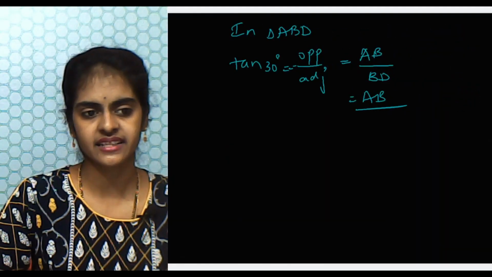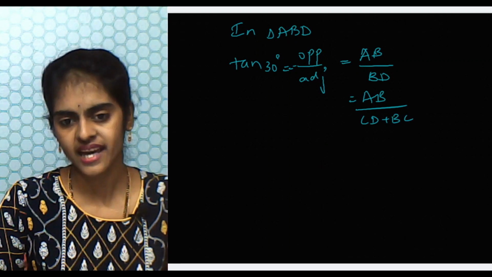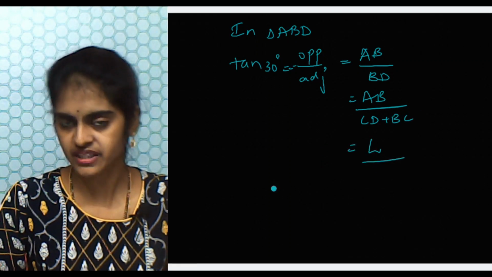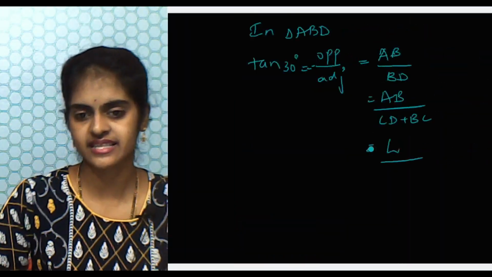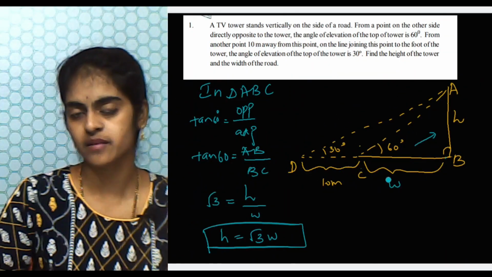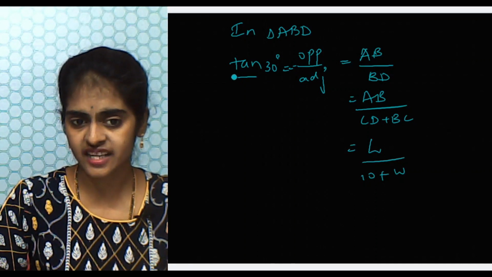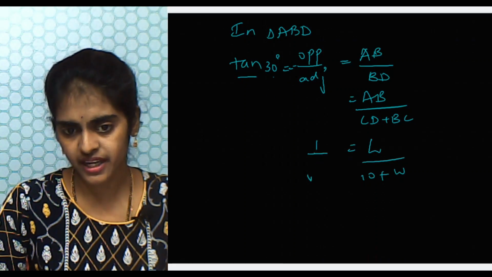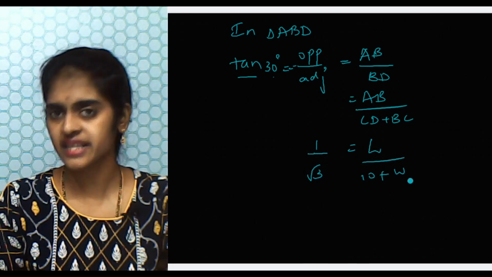Okay, so let me write it here. So this is nothing but CD plus BC. AB is nothing but H divided by CD, which is given as 10. So this is 10 plus BC, and BC is W. Okay, let me write it here. This is W. So this is nothing but tan 30. Tan 30 is 1 by root 3. So 1 by root 3 is equal to H by 10 plus W.